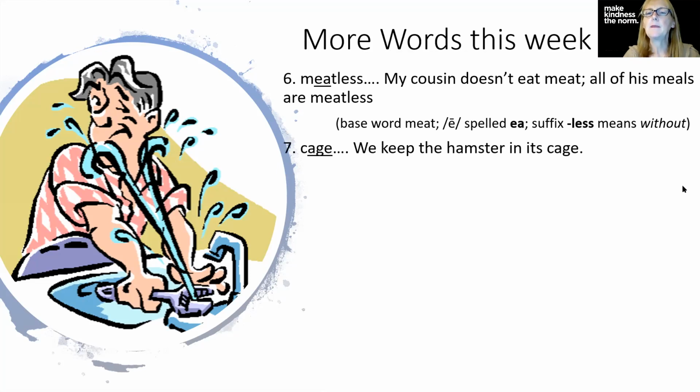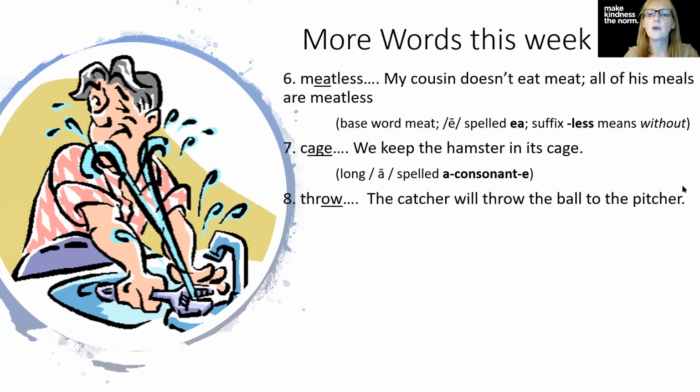Cage, we keep the hamster in its cage. Long A sound is spelled A, consonant, E. And I'll just let you know now, if you hear the J sound in a 1-syllable word like this, you are going to spell it with a G. So cage is C-A-G-E.